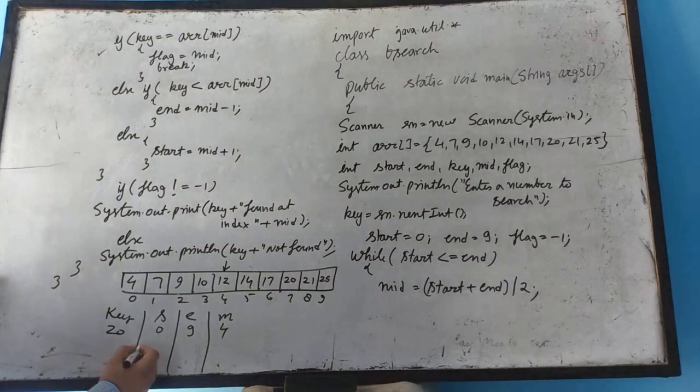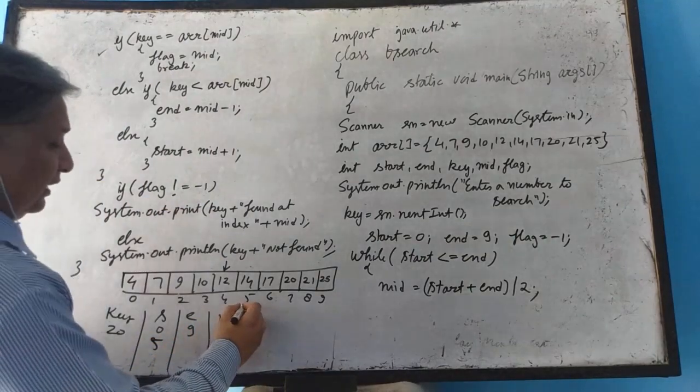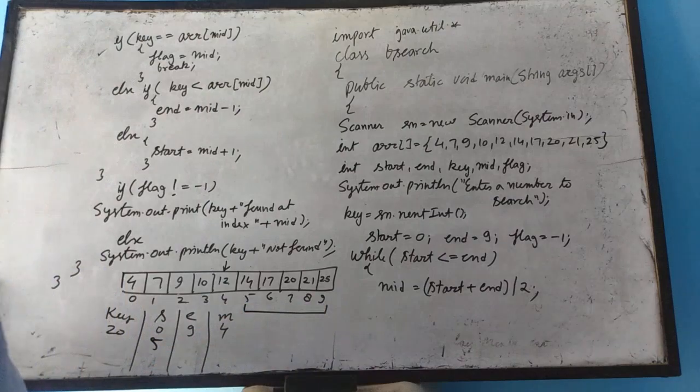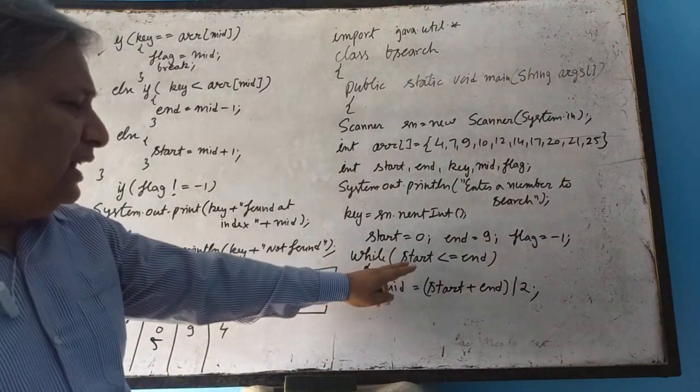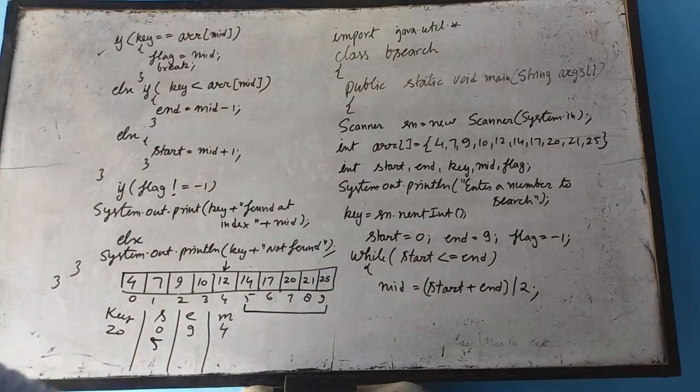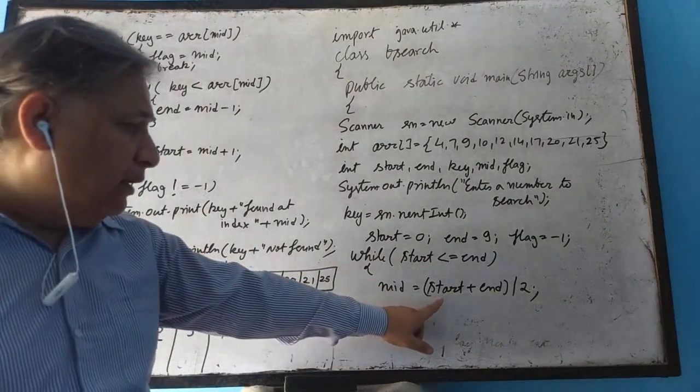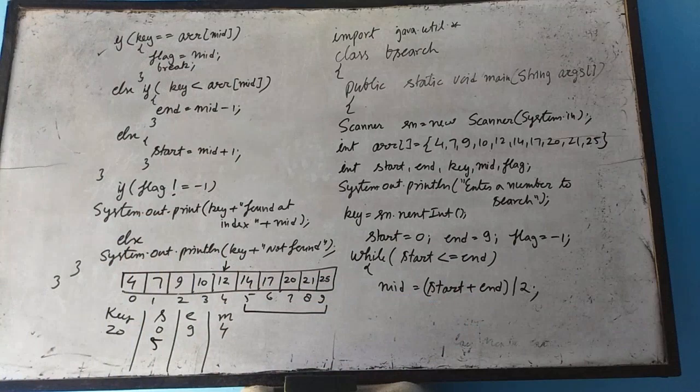The start will become 5. Now our search will be between this 5 and 9. And again, we test the condition. 5 is less than 9 is satisfied. Now start plus n divided by 2. 5 plus 9 is 14 divided by 2 is 7.